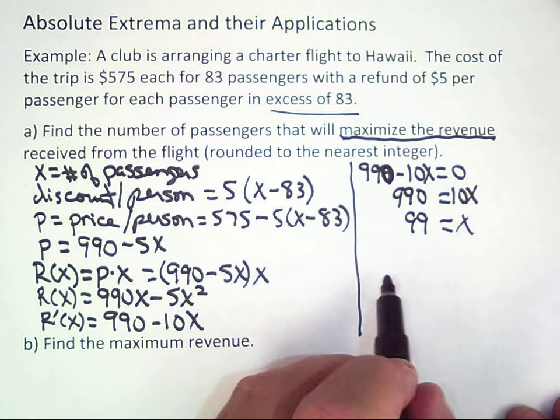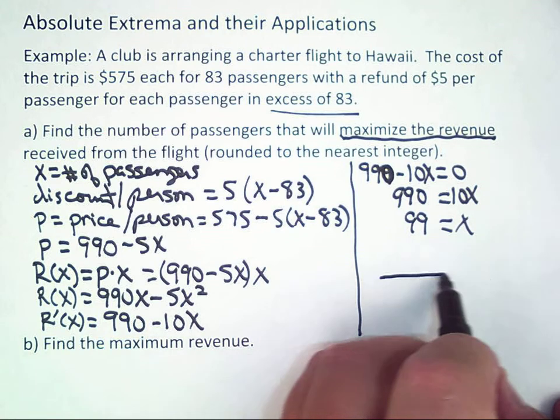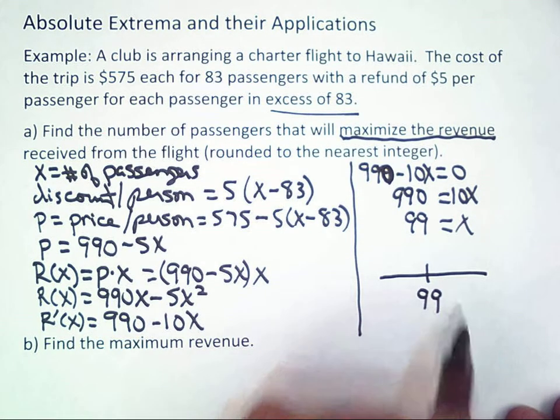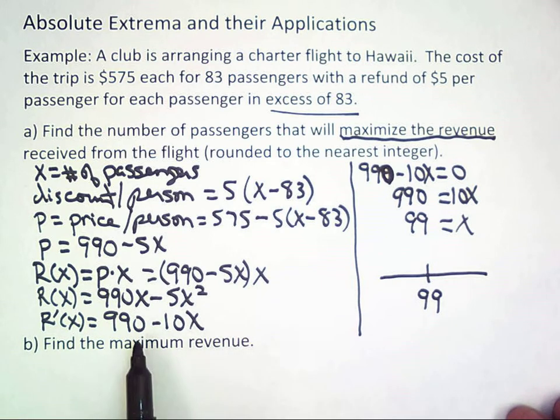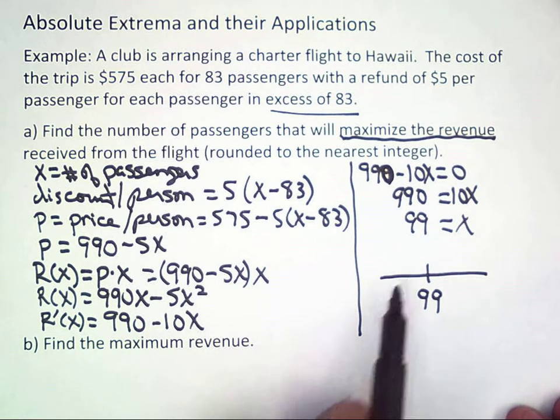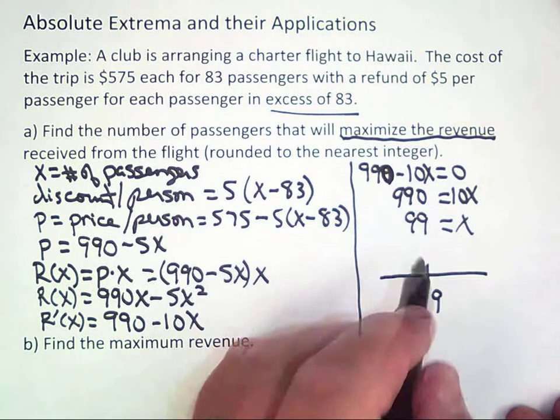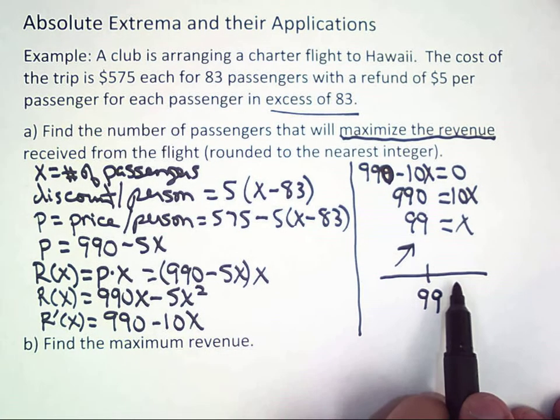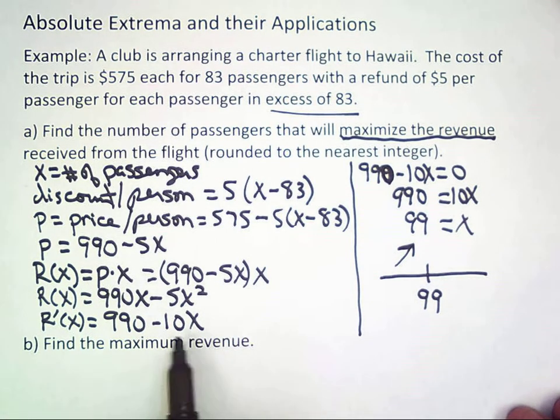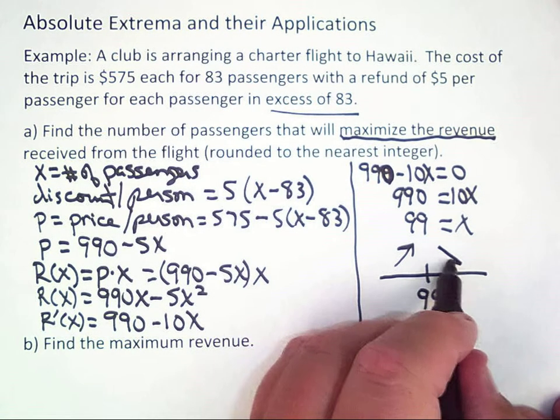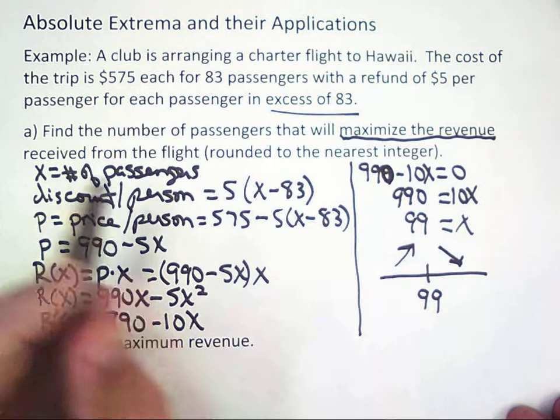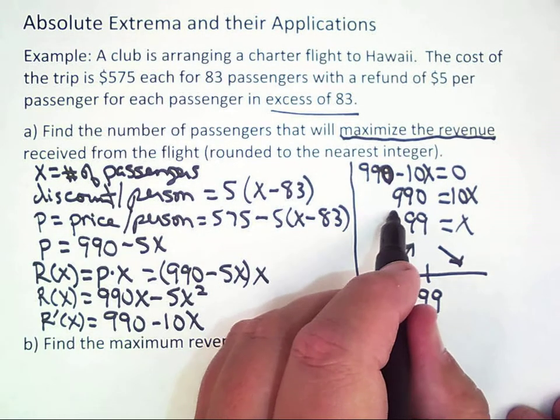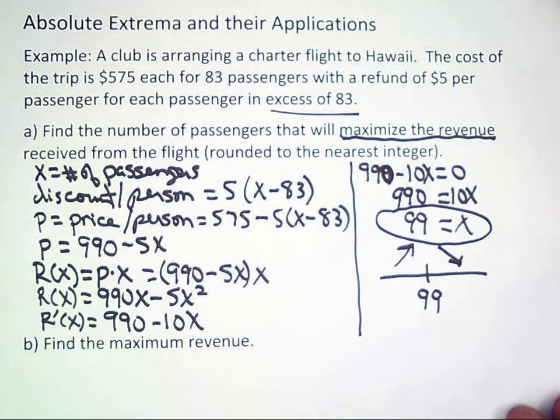Now if you want to be absolutely certain that that's a maximum, all you have to do is take a number on each side of 99 and do the first derivative test. So if you take a number smaller than 99 and put it into the derivative, say for instance 0, you get 990 minus 0. That's definitely positive. If you take a number bigger than 99, say 100, 10 times 100 is 1,000, 990 minus 1,000 is negative 10. It's definitely decreasing. That is a maximum. So find the number of passengers to maximize revenue, 99.